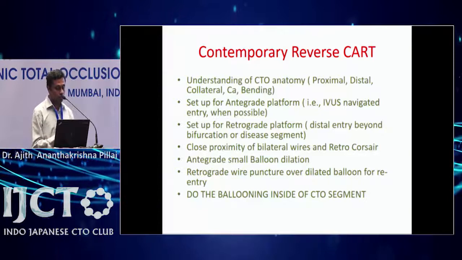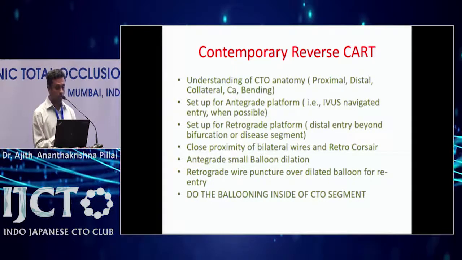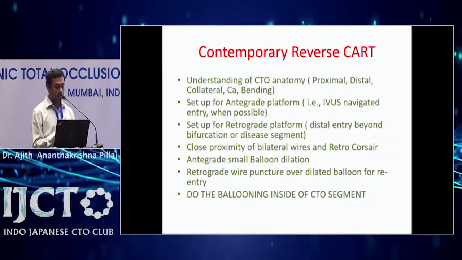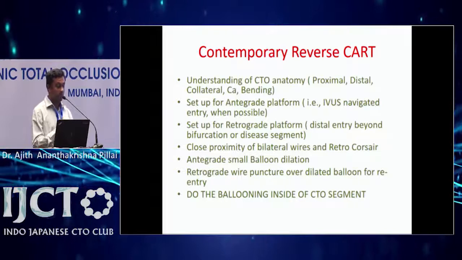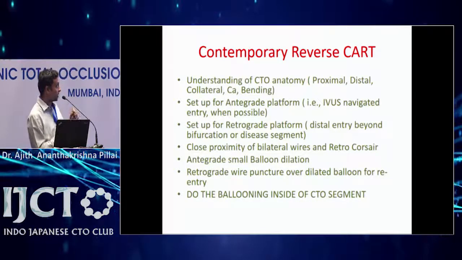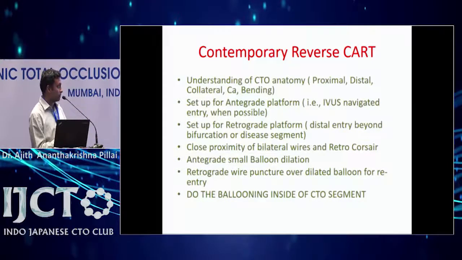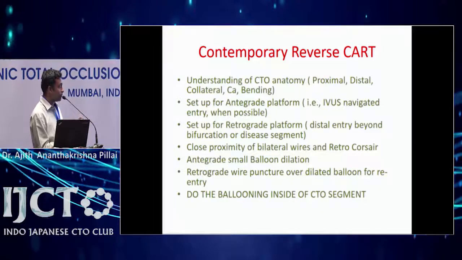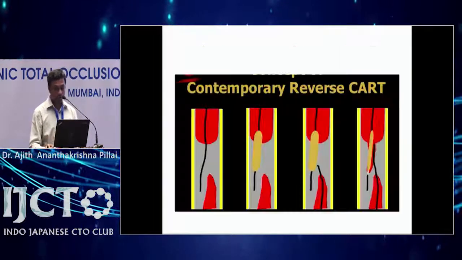So, close proximity of the bilateral wires and retrograde crosshair, antegrade small balloon dilatation, retrograde wire puncture over the dilated balloon, and then balloon inside the CTO segment. That is the essential crux of contemporary reverse CART. That means you do a connection of antegrade and retrograde within the CTO segment. You never extend the base of operation too proximally or too distally. So this is the definition of contemporary reverse CART.